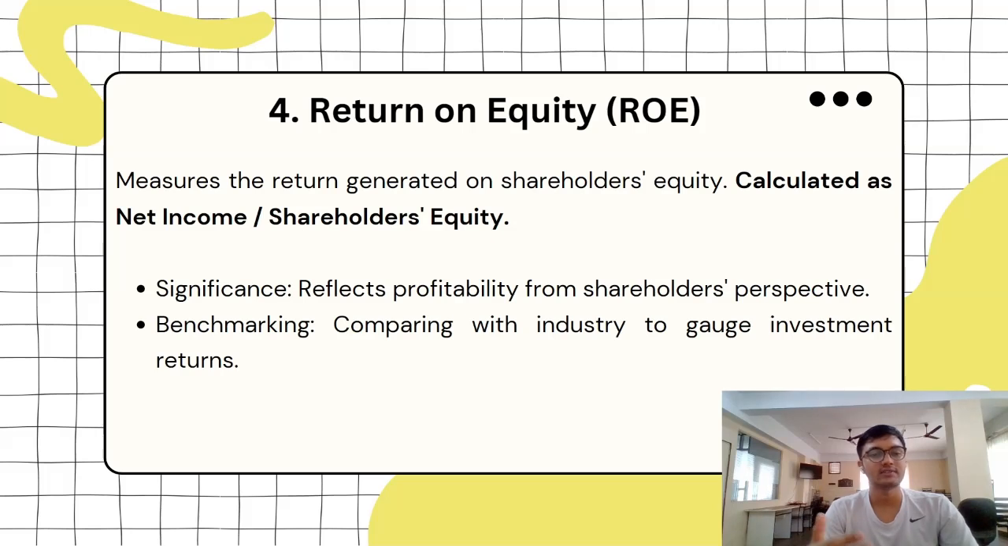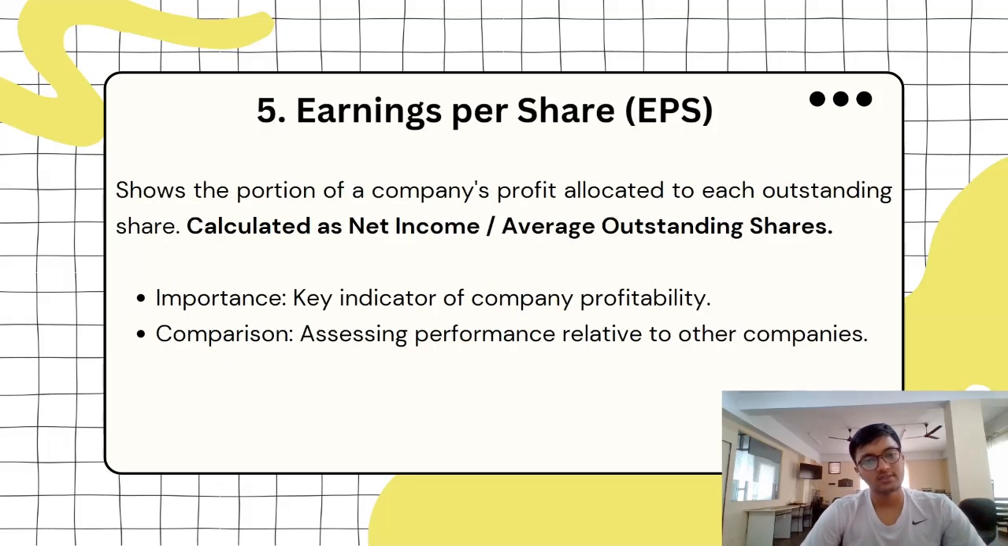It is calculated as net income divided by the shareholders' equity. It tells us how much a business is earning relative to shareholders' equity. If the return on equity is higher, let's say 15% or 20%, then the business is doing very well because it is able to generate a lot of income with respect to the amount of money the shareholders have invested in the company. So return on equity measures the return generated on shareholders' equity. Next is earnings per share.